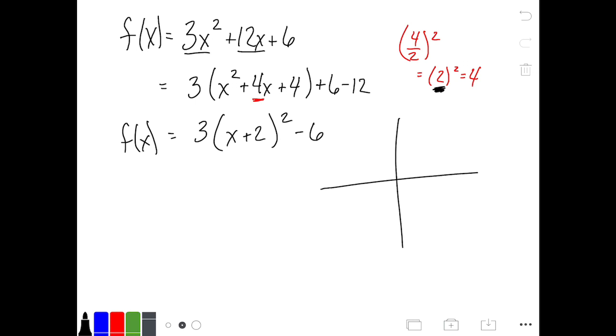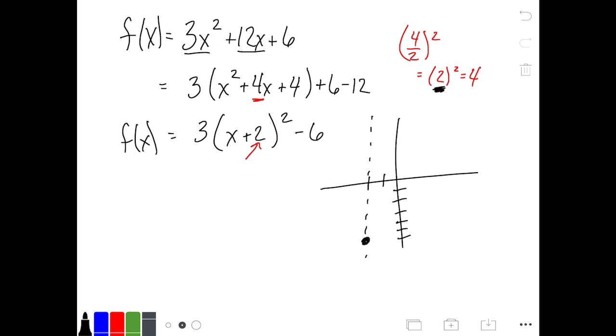First thing you do is the axis of symmetry. Here it says it's 2. We always go the opposite of that, so we're going to go to negative 2. Then I'm ready to plot my vertex. In this case, the vertex says negative 6. So 1, 2, 3, 4, 5, 6. Negative 6, that goes on the axis of symmetry.